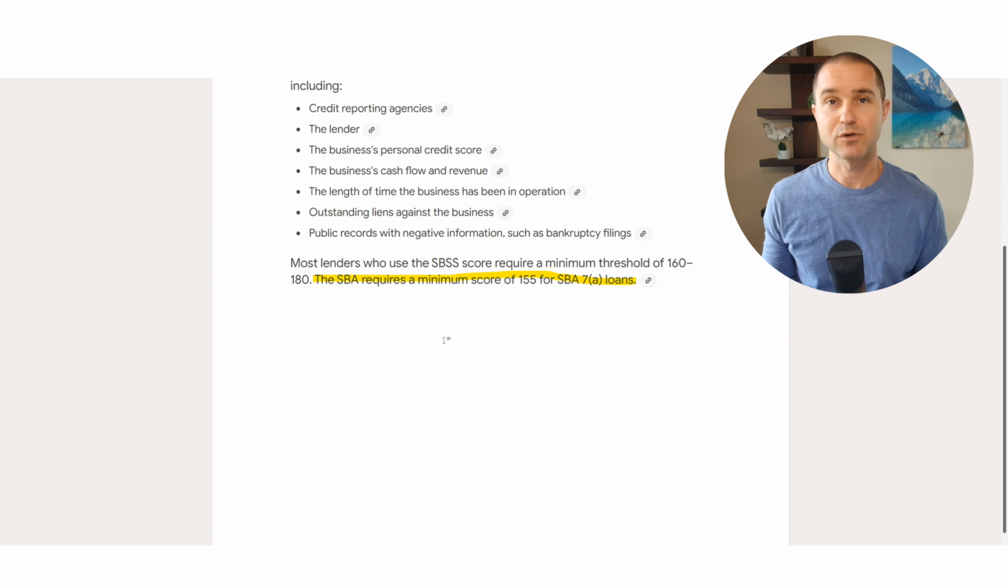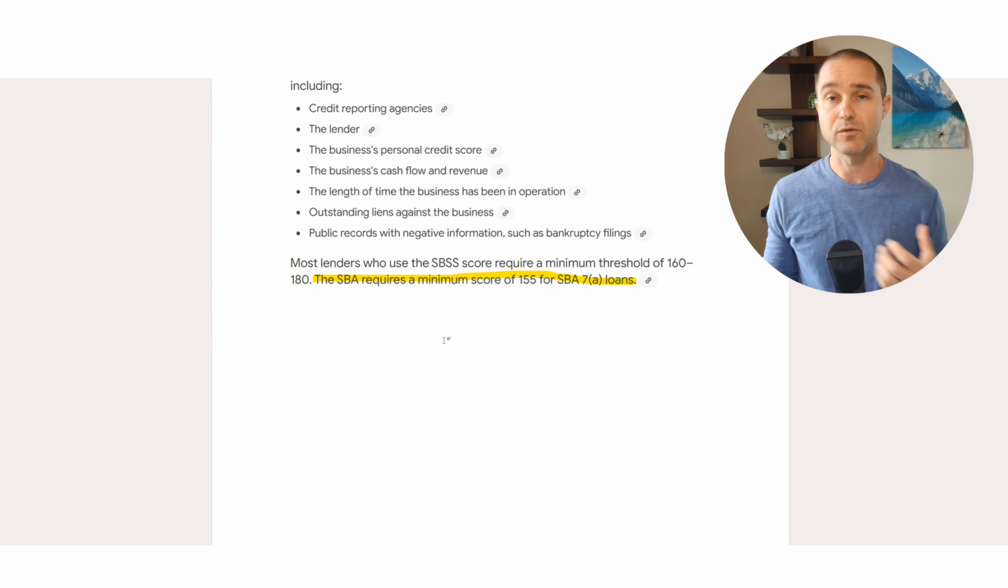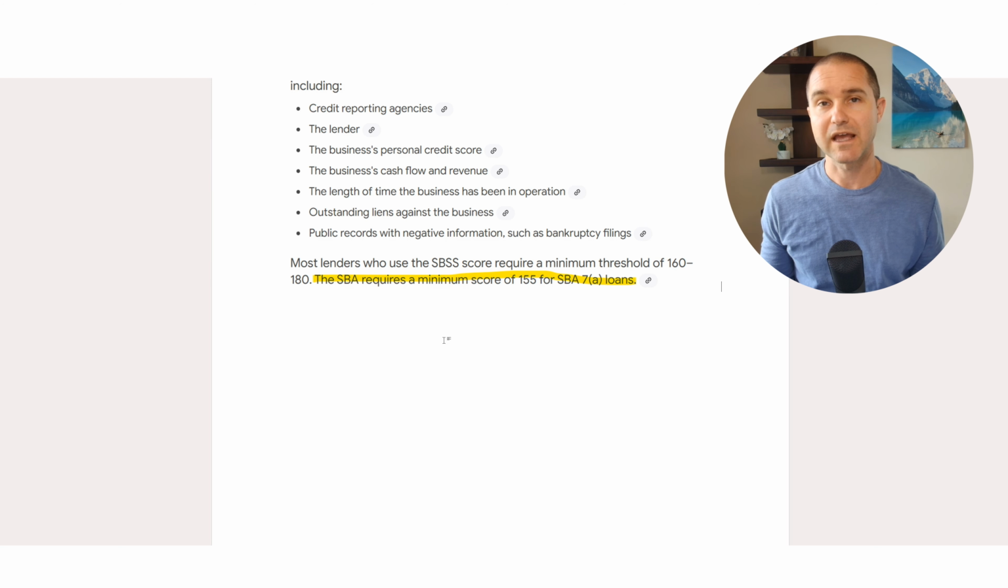All right, so let me show you how you can find this score. What you're going to want to do is sign up for an account with nav.com. This is kind of like a Credit Karma type website for your business credit score. I went ahead and signed up for an account. I actually signed up about a month ago, and it took a little while for all the data to pull in and populate.